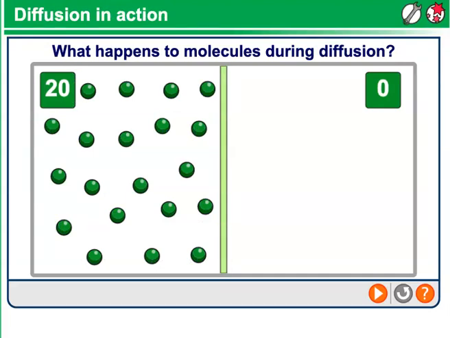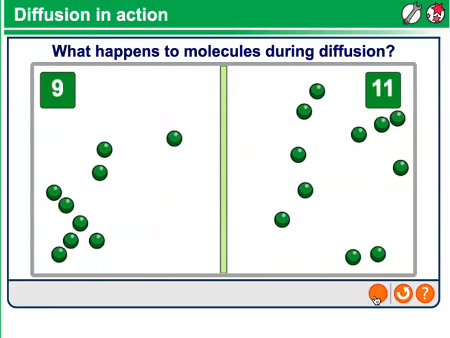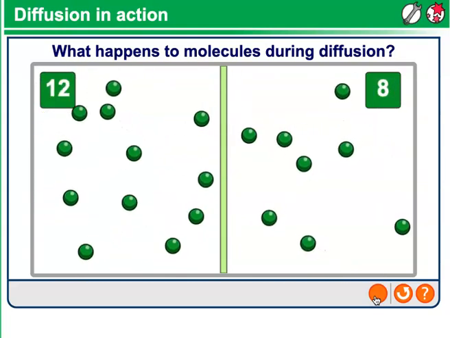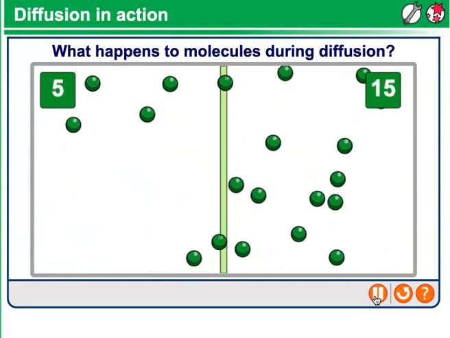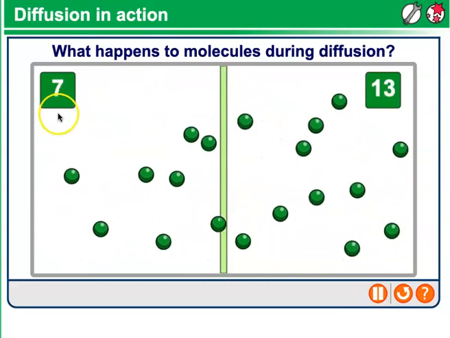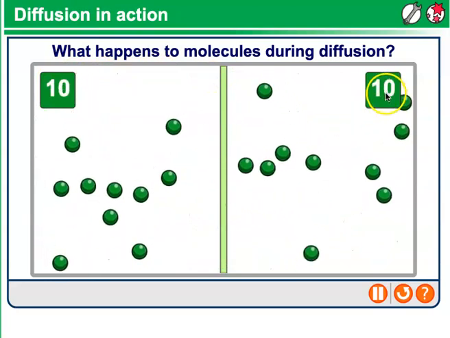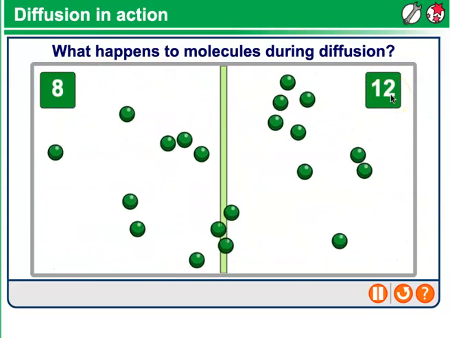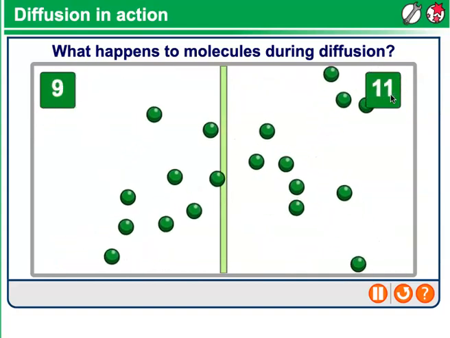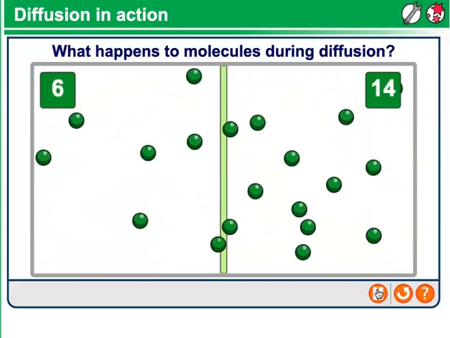So what happens to molecules during diffusion? If we have a whole bunch of particles over here, 20 of them, and 0 over here, those particles are going to diffuse. And they are going to continue to diffuse back and forth. Notice that we're relatively equal. We're jumping back and forth between 12 and 7 and 10 and 10. But ultimately, these particles are slowing down over time.